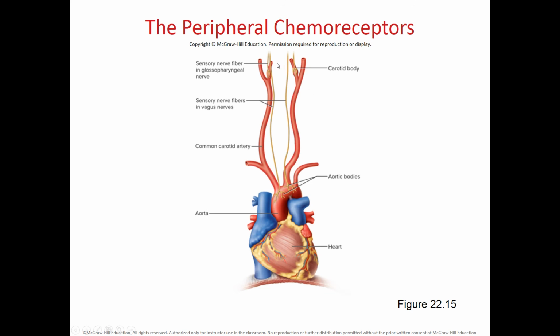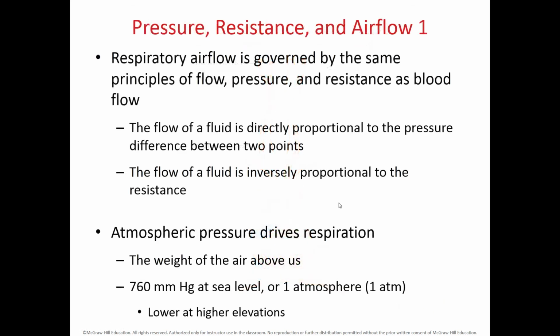So this is the location of the different receptors. So we have the carotid bodies in here, in the internal carotid. Here we have the aortic bodies, and they help to detect these changes in pH or CO2, and then you can adjust your respiratory rate.